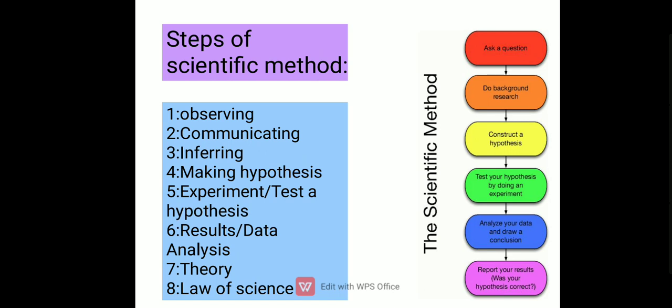So the first step is observing, number two communicating, number three inferring, number four making a hypothesis, number five experiment or test a hypothesis, number six results and data analysis, number seven theory, and number eight law of science. If I explain a bit more, what is observing? It is to observe something through your senses, through the five senses that you have.